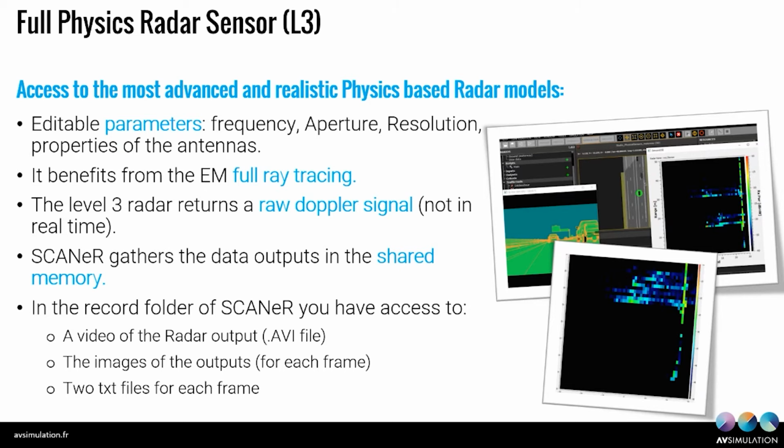So that's for the level 3. We will see after what are, I will say, our main applications with that. But as a little recap, what you need to understand is that you have a lot of parameterization of this radar. We are doing a full ray tracing, and we give you as an output a raw Doppler signal, very raw data. And on top of that, you will have to interface your signal processing on this output.